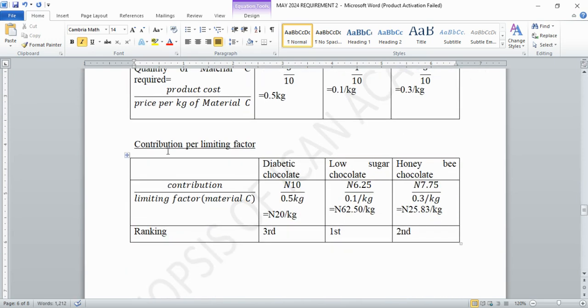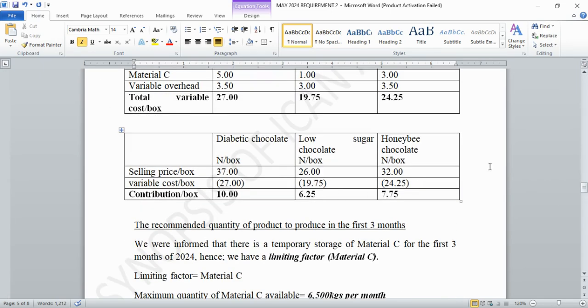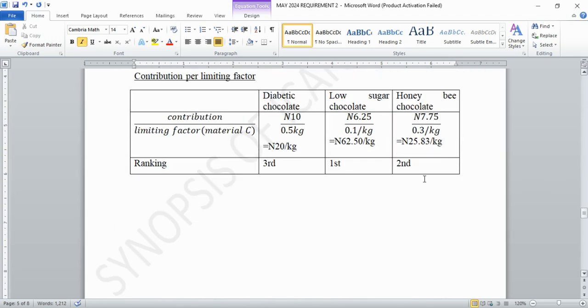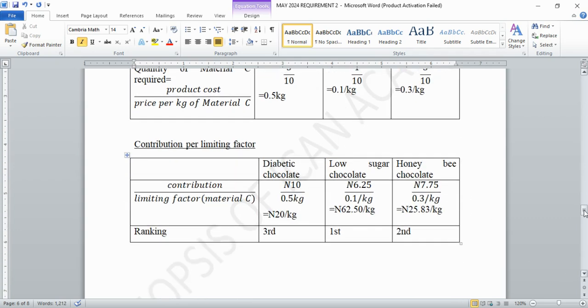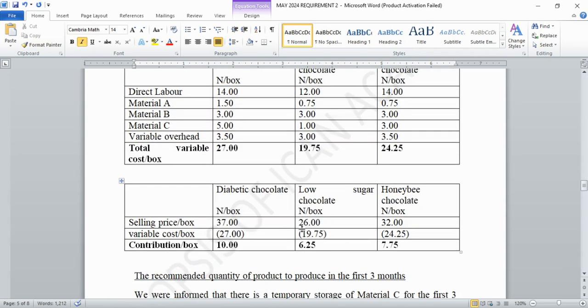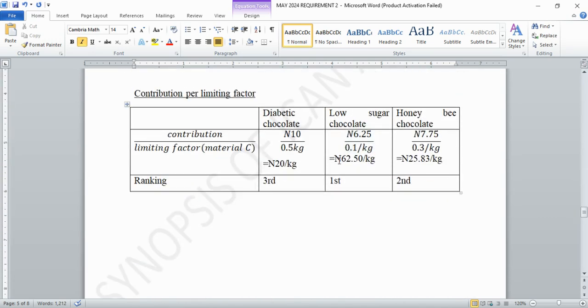So contribution per limiting factor, that's contribution over the limiting factor. We already calculated the contribution in this particular case. We have 10 naira, 6.25 naira, 7.75 naira. So you divide it by the quantity that we got here, then you get your contribution per limiting factor. Now if you look at this, which one is giving us the highest contribution? Diabetic chocolates. Now you will jump and produce diabetic chocolates, right? But as per contribution per limiting factor, it's actually low sugar chocolate that's giving us the highest contribution.